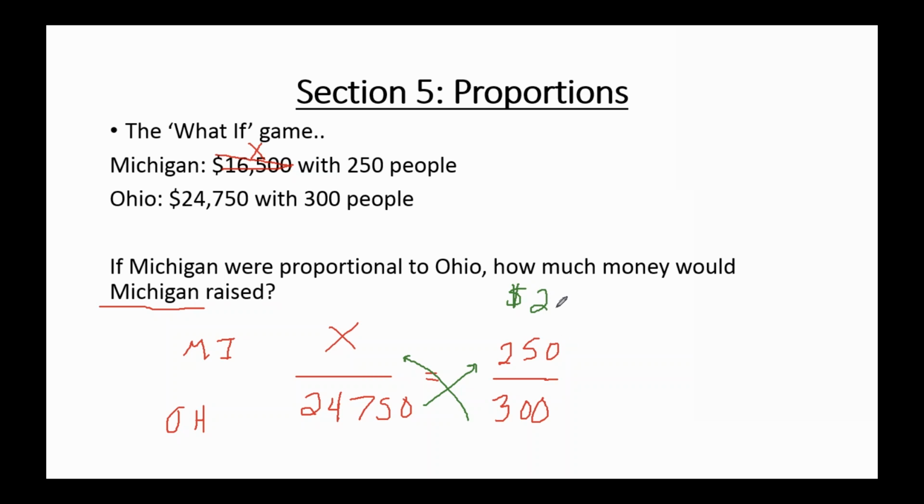Good, Martha. So we have 20,625. So if Michigan was like Ohio, they would have raised $20,625. Instead, they're not, so they're a little under 4,000 compared to that. Okay, so you can do the what if game. That's the purpose, all right?